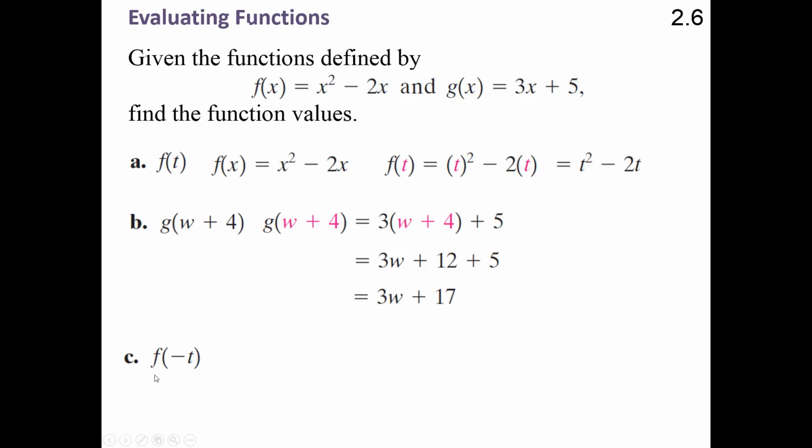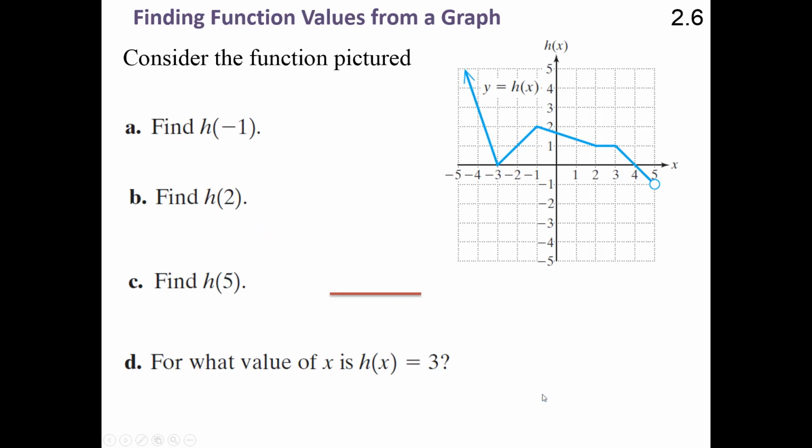Okay, last we're looking at f of negative t, and like before, we're going to just substitute negative t in for the argument of the function, and what will happen is we have to square that and subtract 2 times that. So f of negative t will be negative t squared minus 2 times negative t, which is simple to evaluate. That's just going to be t squared plus 2t.